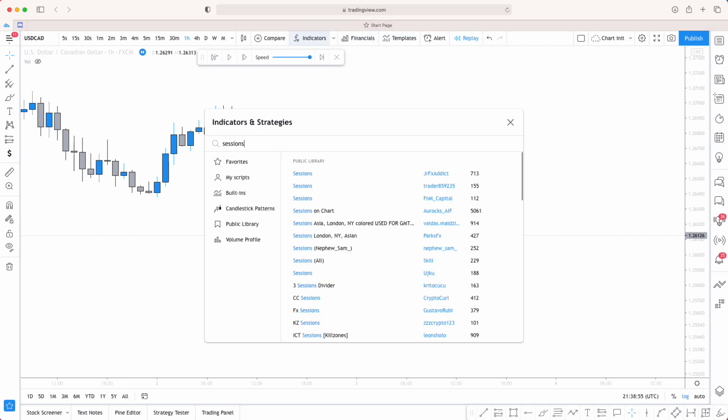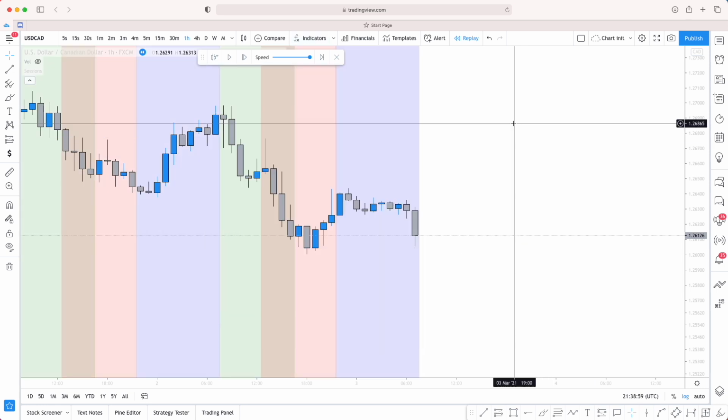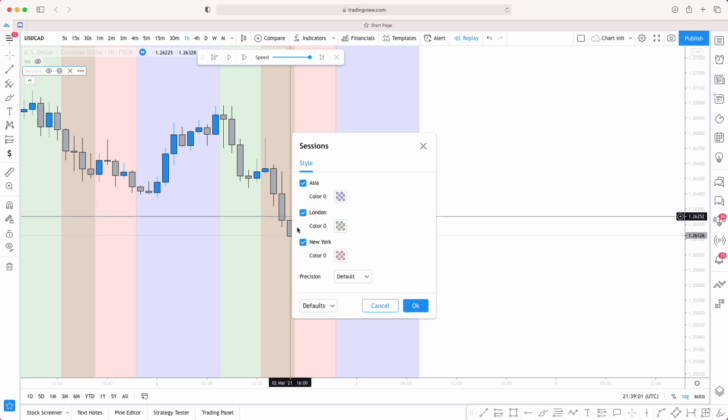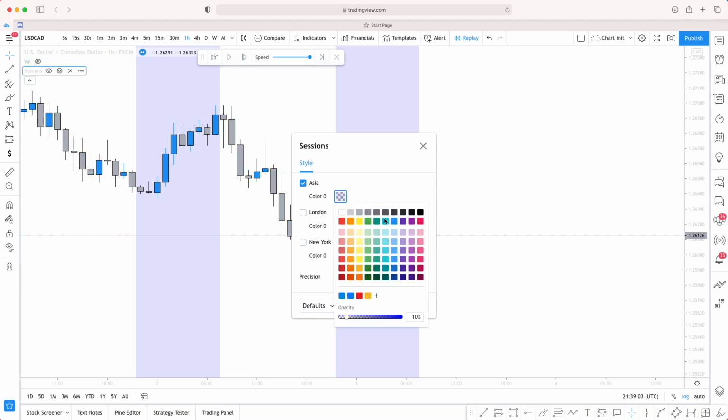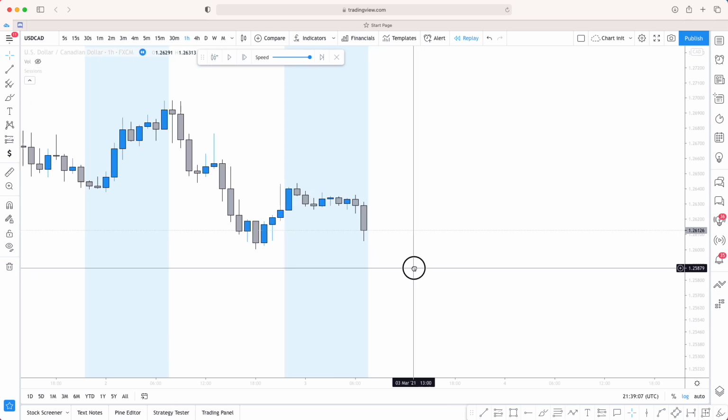Let me try that again. And you can use any sessions indicator that you prefer. There we go, it's there. Let me get rid of these two and let me make this a color I prefer. You don't have to copy me, that is completely down to you.